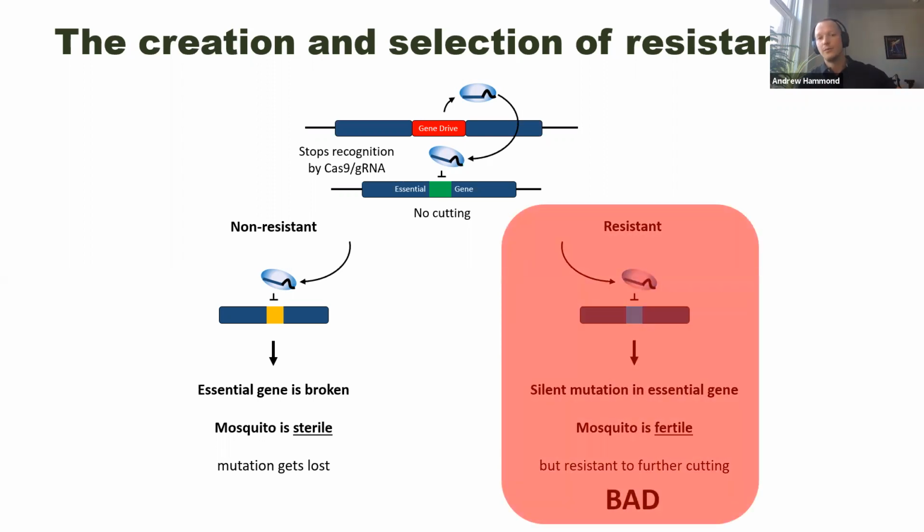So what's really a problem is if you have mutations where the gene has changed, but it's still functional. And it's changed in a way that the Cas9 and guide RNA can no longer recognize it, but it doesn't impact upon the mosquito's own fitness. So this is the real problem. And we call these R1 resistant mutations. The non-resistant mutations, we call them R2.